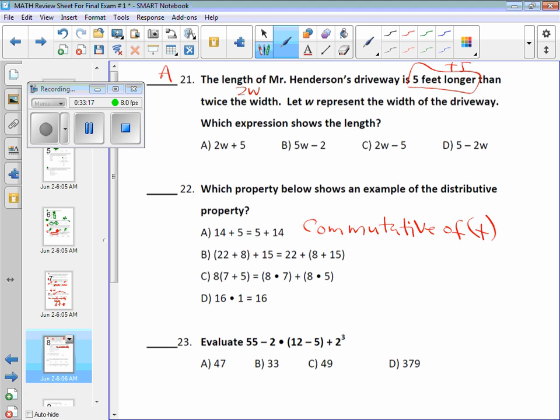Letter B is a tricky one because it is a property, but it's not covered in 6th grade. See, commutative of addition and multiplication, we covered in 6th grade. It was brief, but we covered it. We did not cover B, but it is a property. Do you remember the one that starts with an A? Yes, it is. It is the associative property. You may get.